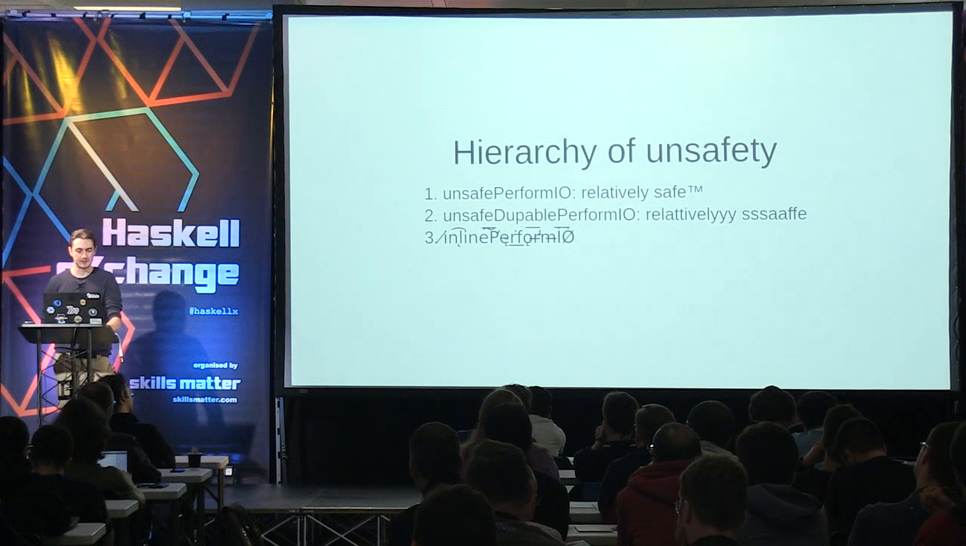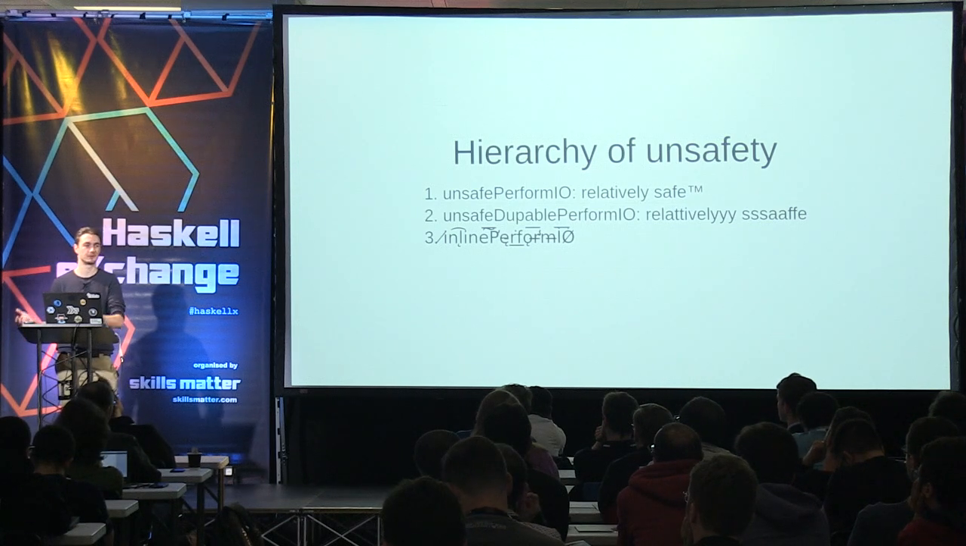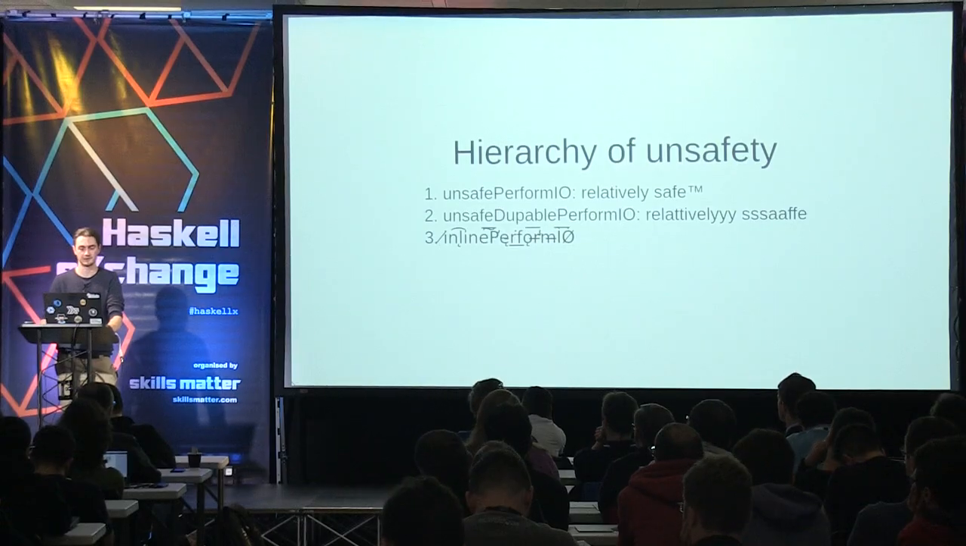So the reason we have unsafe perform IO at all is because of the FFI. When you interface with C, you can never be sure whether there's a side effect involved. So when you, as a programmer, are sure, then you can use unsafe perform IO to erase the IO. But the compiler will not help you. And yeah, so sometimes it's safe. Most of the time, it's not.